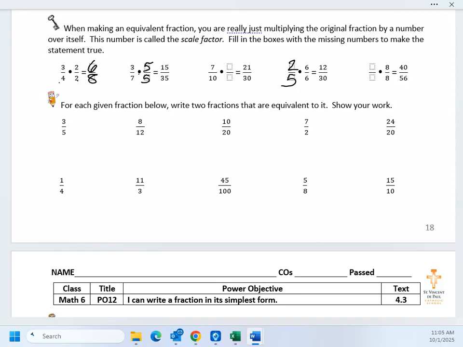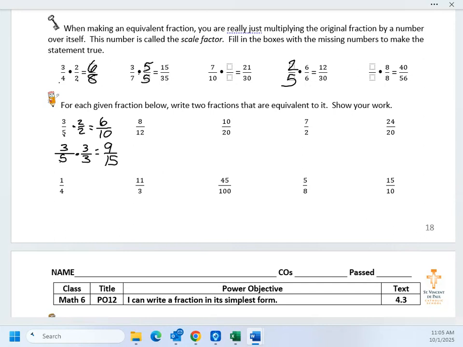Down here it says for each given fraction below, write 2 fractions that are equivalent to it. Show your work. So what I would do is say, okay, I'm going to multiply by a scale factor of 2. 3 times 2 is 6. 5 times 2 is 10. Now this time I want to multiply by a scale factor of 3. 3 times 3 is 9. 5 times 3 is 15. I've got 2 equivalent fractions because I multiplied by the same scale factor.